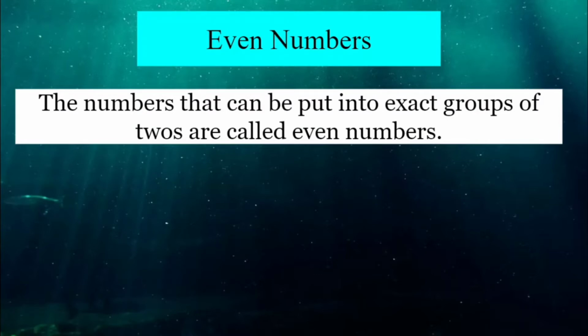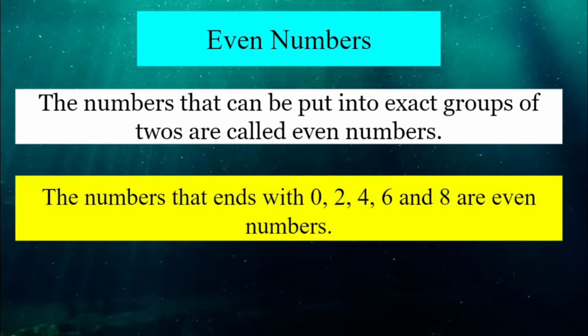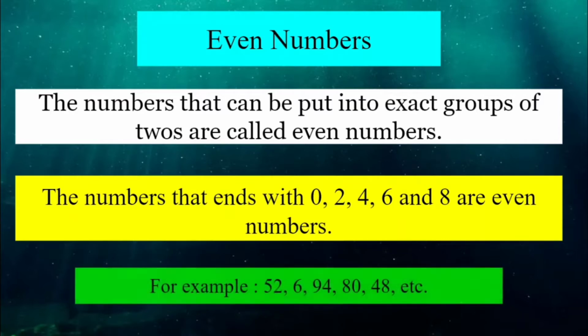So, apart from pairing, there is another way to tell whether a number is even or not. The numbers that end with 0, 2, 4, 6 and 8 are even numbers. For example, 52, 6, 94, 80, 48, etc. are even numbers. Here, all the numbers are ending with 0, 2, 4, 6 or 8 and therefore they are even numbers.